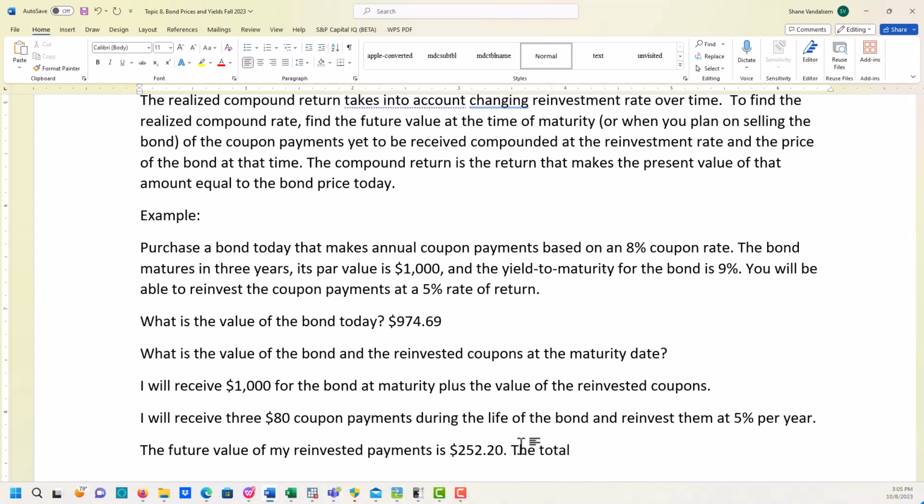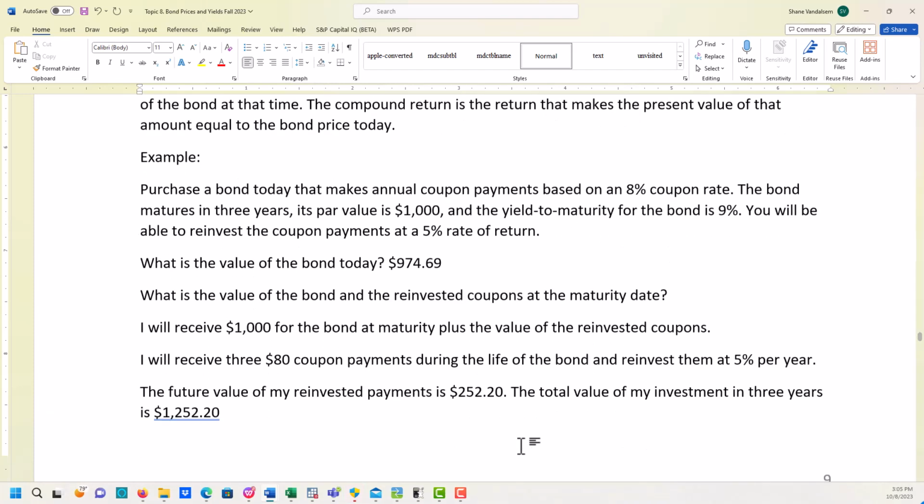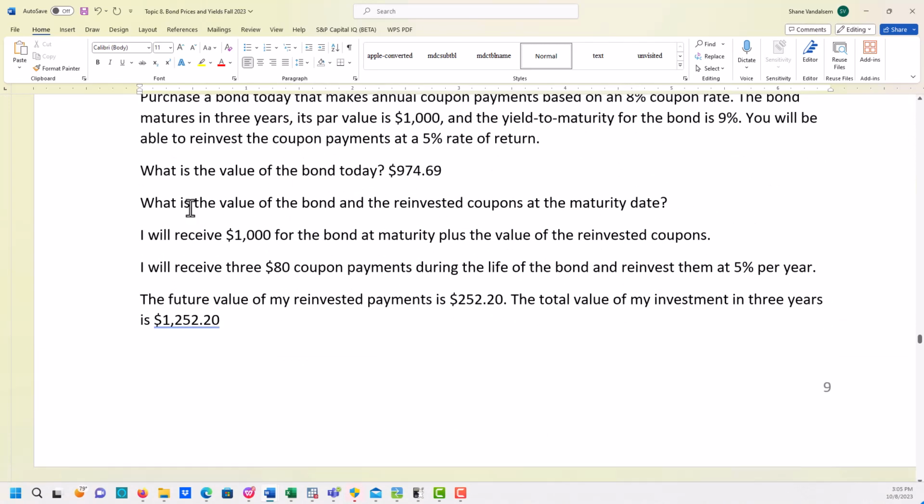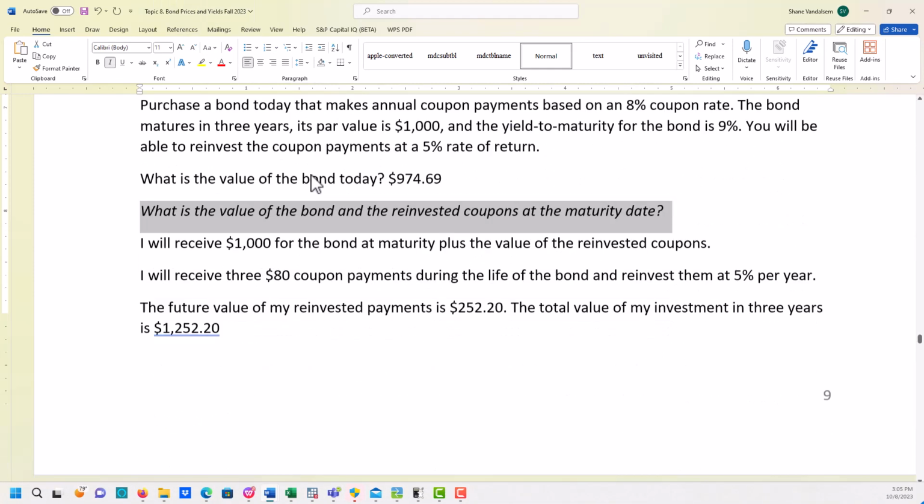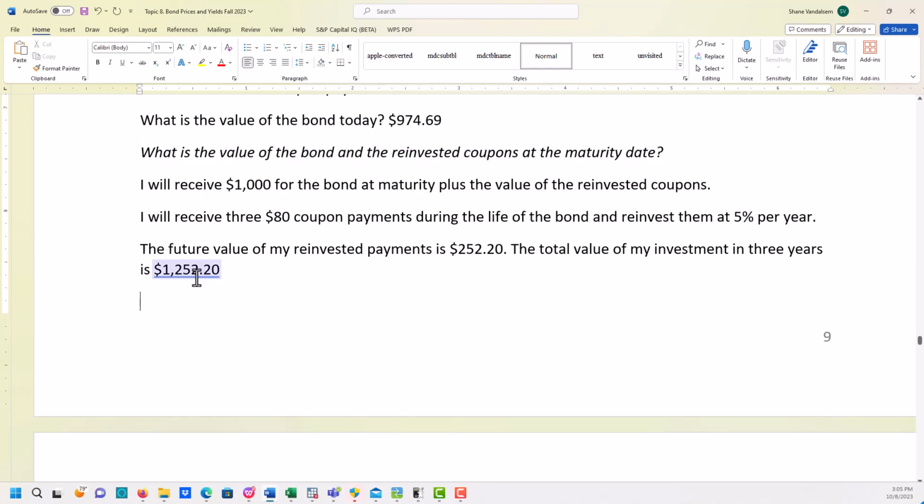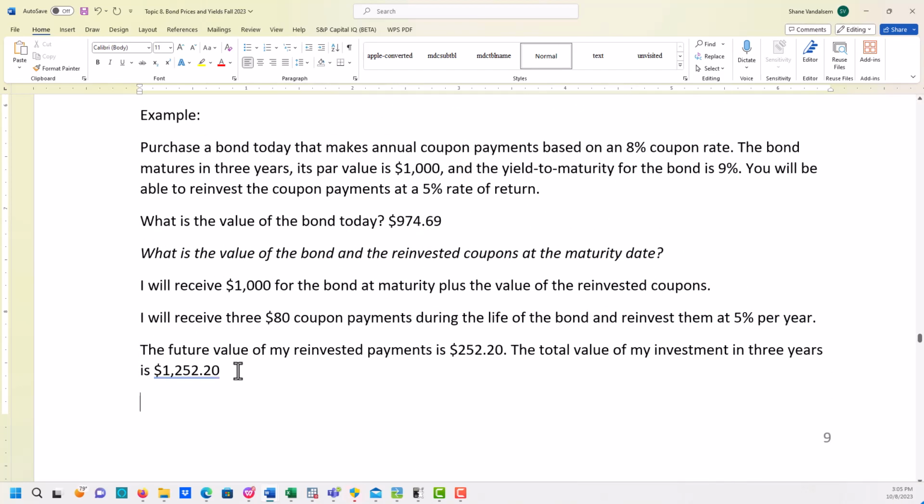The total value of my investment in 3 years is the $1,000 I got from the par value of the bond, plus $252.20 from the reinvested coupons. So now the last step is calculating that compound rate of return, my realized compound return. So my starting value is, excuse me, not my starting value. My starting value is the amount I'm going to invest, which is $974.69. My ending value is $1,252.20. And now I just need to calculate the rate of return that'll be earned by investing $974.69 today and receiving $1,252.20 in 3 years.